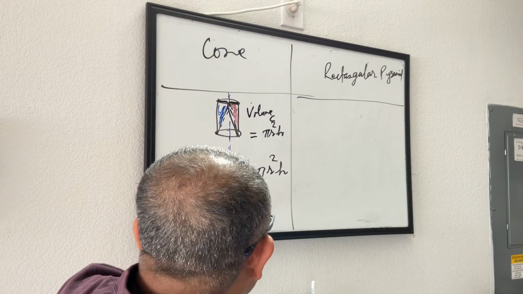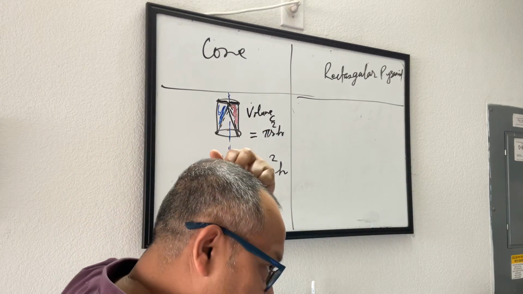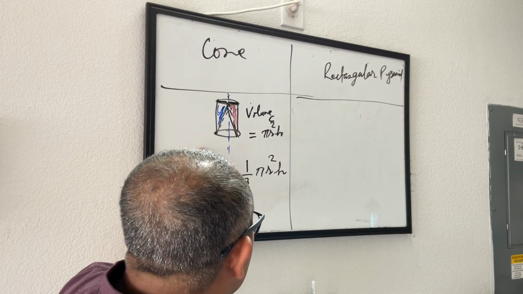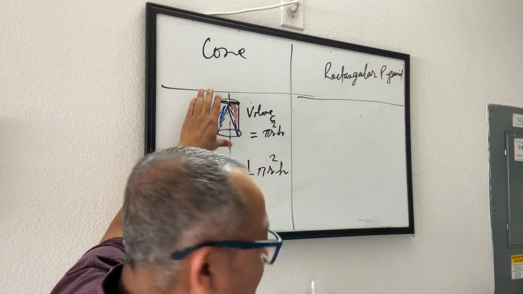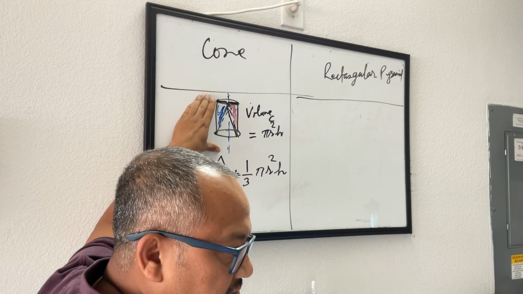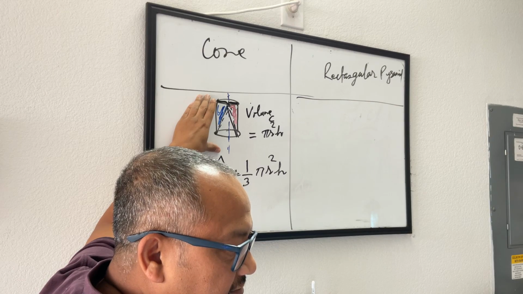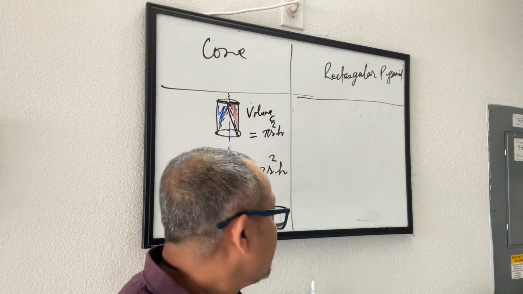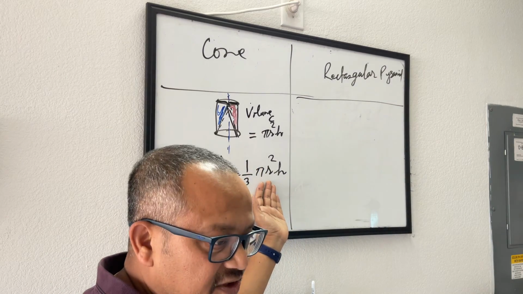Okay. So basically, the simplest way to relate that would be a cone is made by pulling out 1/3 of a right cylinder. So that's why the volume of a cone is 1/3 of the volume of a cylinder, which is pi r square h.